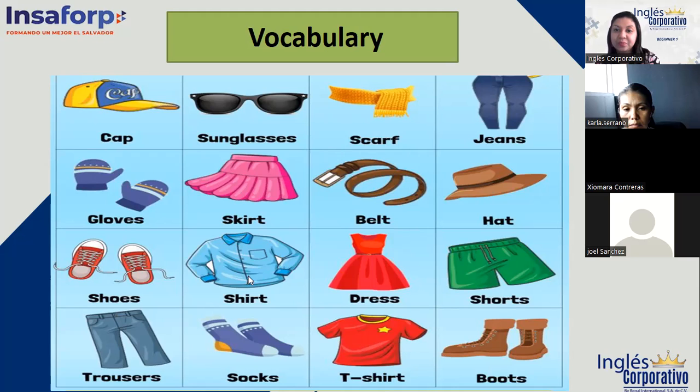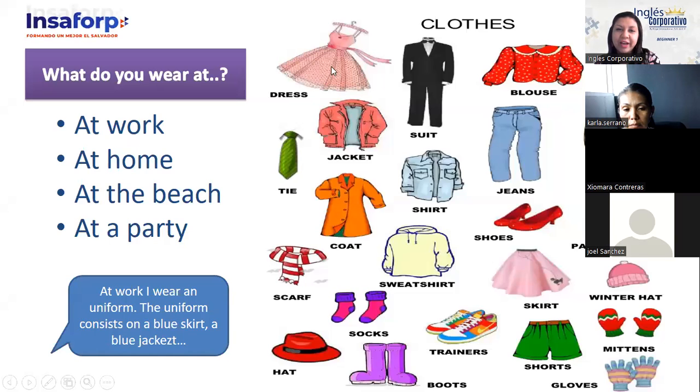Yes, Joel. Okay. And we have more vocabulary here. A suit. We have a suit, which is pants and jacket, right? That's a suit. Un traje o saco. Blouse. Jeans. Blouse. Shoes. Shirt. Jacket. A tie. Do you wear a tie at work? Yes. No, I not. No, you don't. Okay.